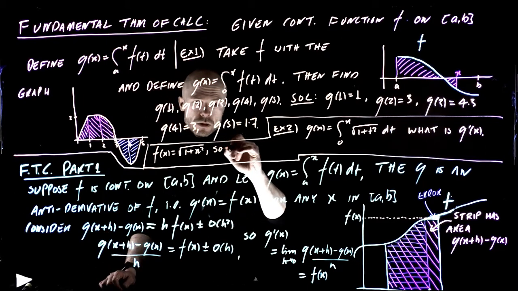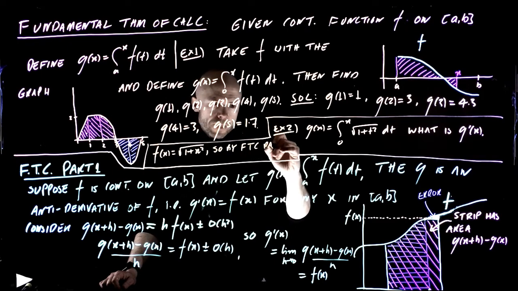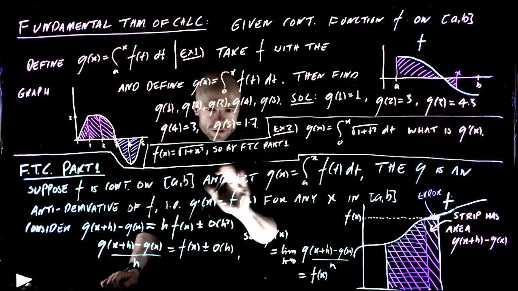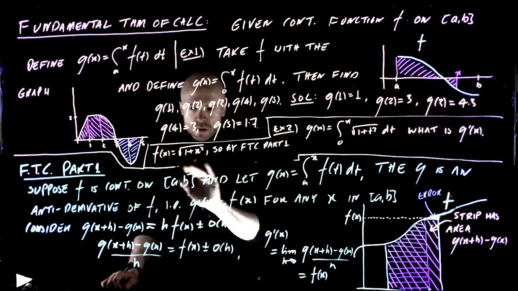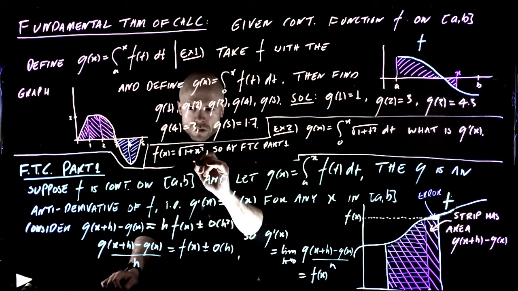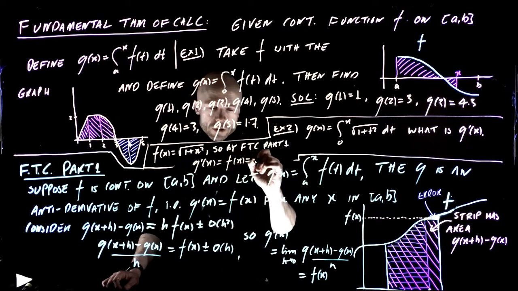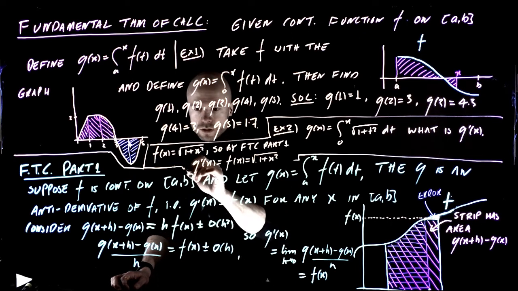So by the fundamental theorem of calculus part 1, and I'm running out of space, g prime of x is just equal to f of x, which is just equal to this thing. And that's it.